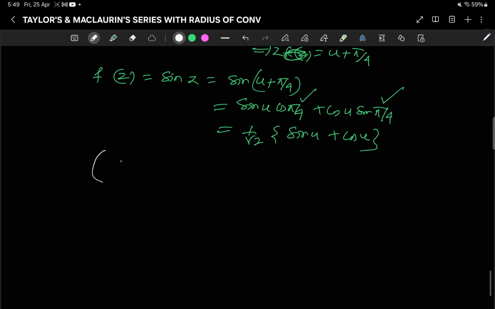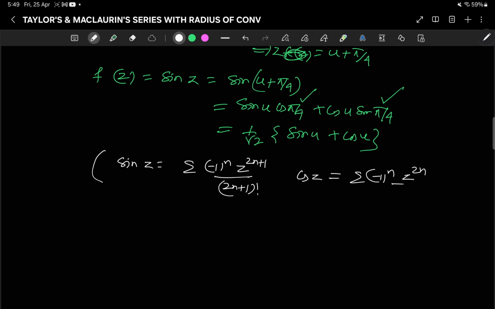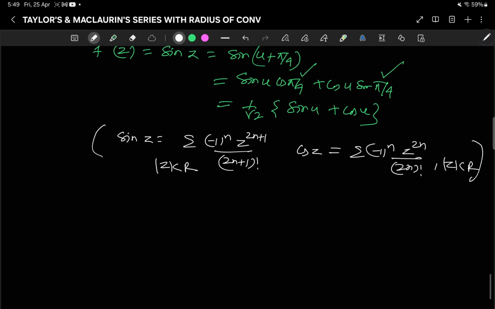The expansion of sin z is the summation of (-1)^n z^(2n+1) by factorial (2n+1). You should remember it. And here cos z is the summation of (-1)^n z^(2n) by factorial (2n). In each case, mod z is less than R. The radius of convergence is R.